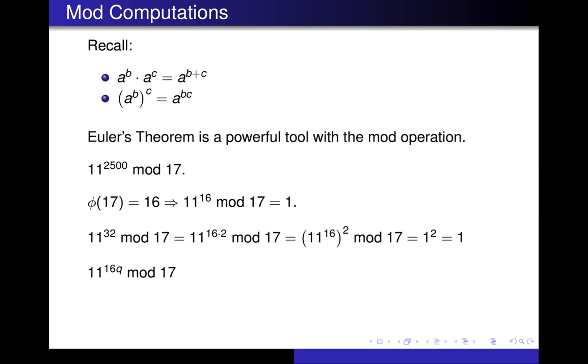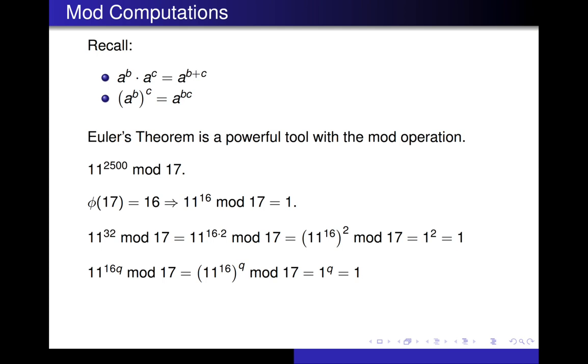If we take 11 to any multiple of 16, 11 to the 16 times q, where q is some positive integer, then we're always going to get 1. And here's how. If I look at 11 to the 16q and again use that second exponent law in reverse, that gives me 11 to the 16 to the q power. 11 to the 16 mod 17 is equal to 1, so we get 1 to the q, which is equal to 1.